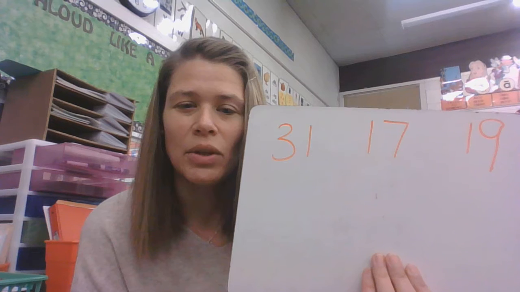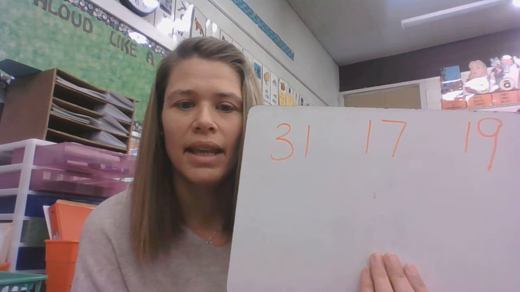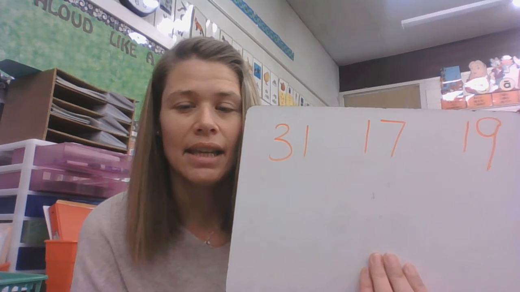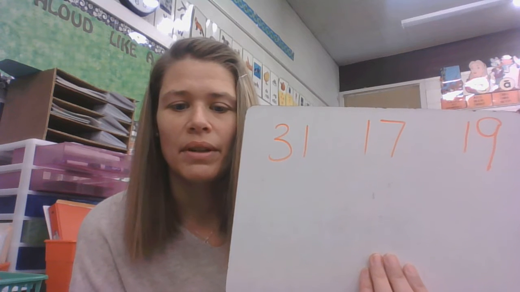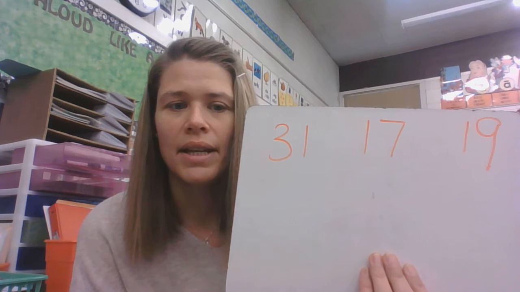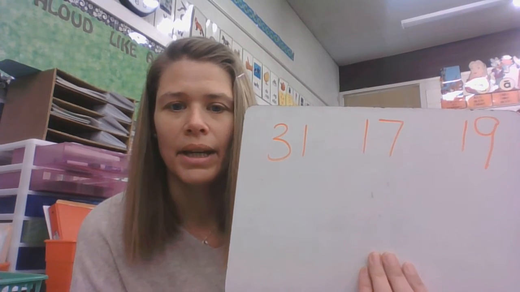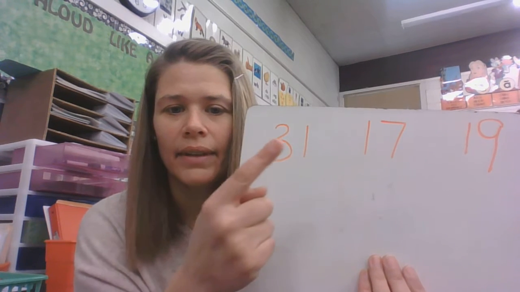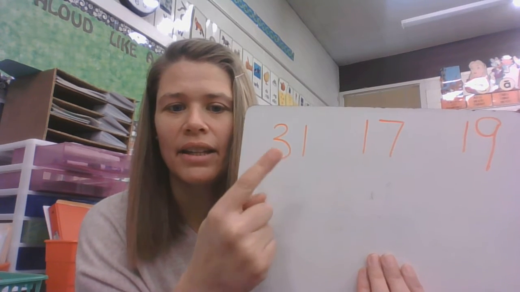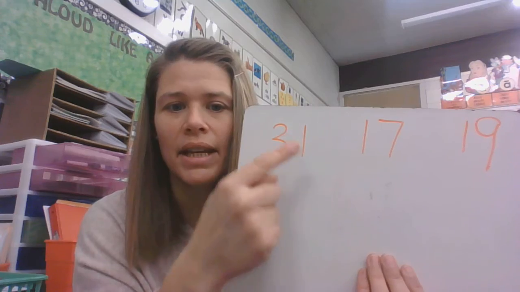Okay, one more. Can you point to the number that is greater than 30, but less than 40? Which one of those numbers is greater than 30, but less than 40? Think about it. You pointed to this one, you were right. 31 is greater than 30, but it's less than 40.